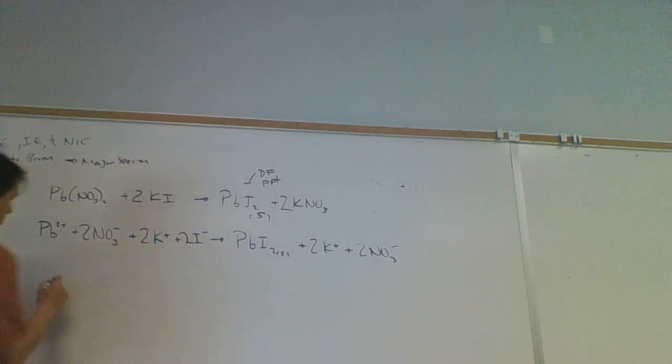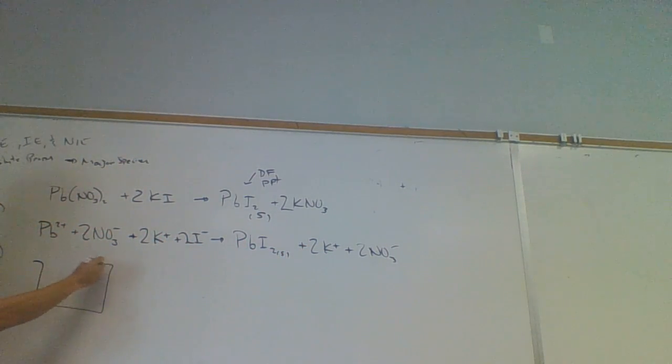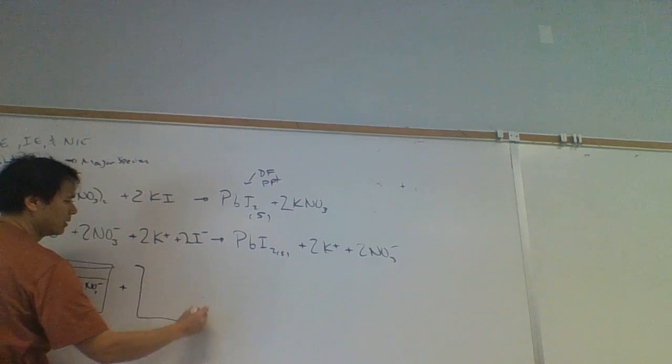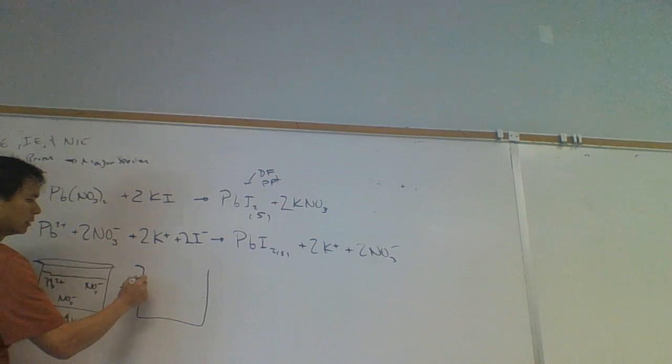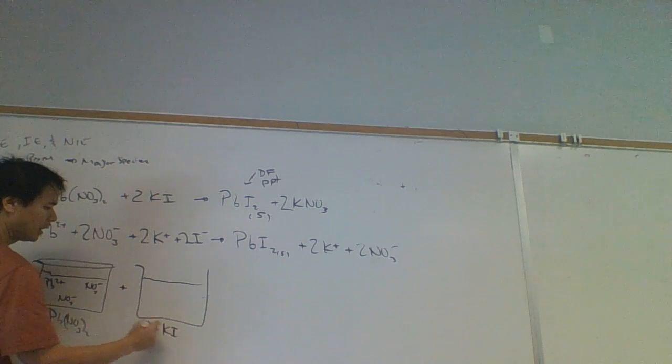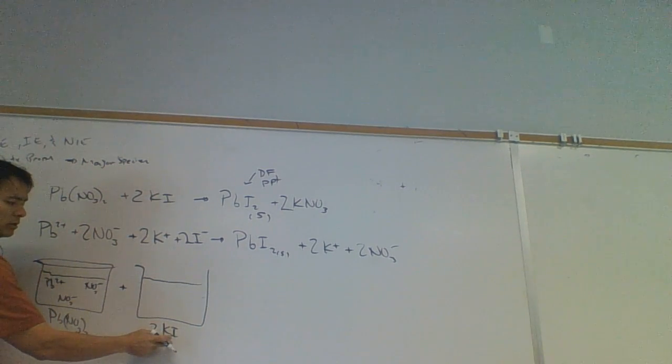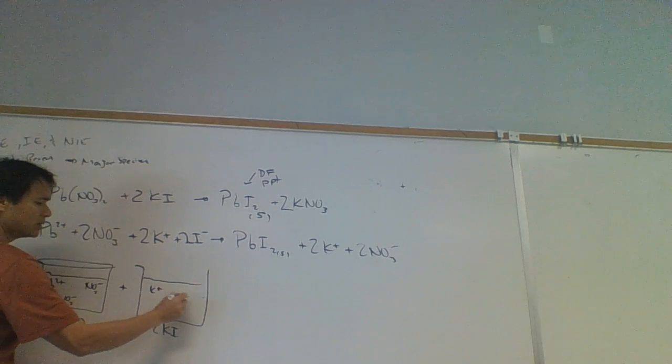And so this is the way we visualize this. If I had a beaker labeled lead 2 nitrate, what am I going to find inside that beaker? I'm not going to find crystals of lead 2 nitrate. Instead, I'm going to find ions, lead 2 ions and nitrate ions. And then I have a separate beaker labeled KI. I'm not going to find crystals of KI. Instead, I'm going to find potassium ions and iodide ions.